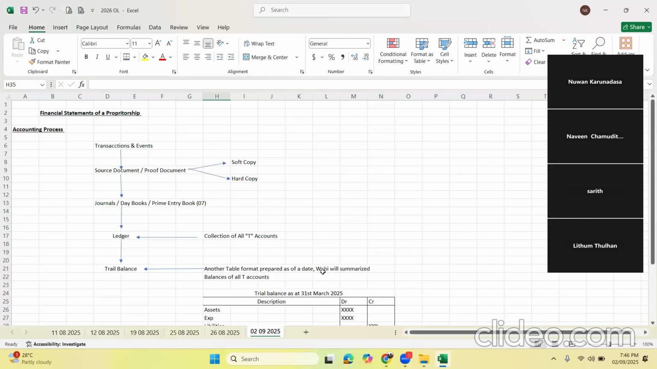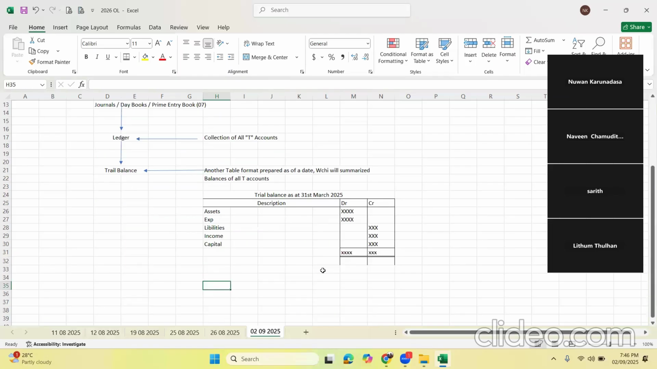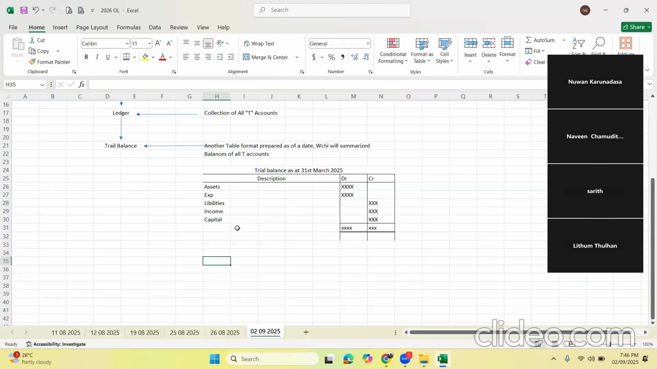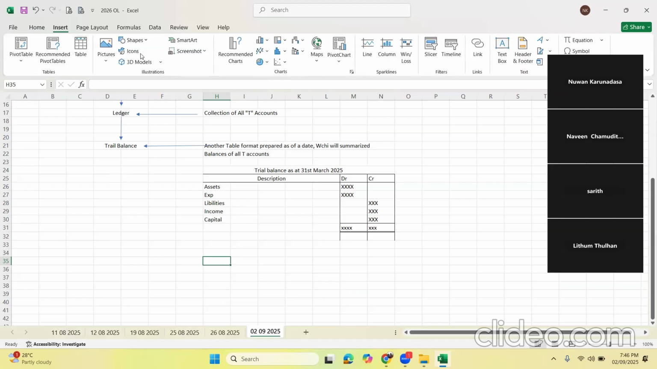Whatever the nature of the business, maybe a proprietorship, maybe a partnership, maybe a company, maybe a not-for-profit organization, the same accounting process you need to follow. In a proprietorship, there will be only one owner. Even so, the accountant working on behalf of the business should apply this accounting process to prepare the trial balance. Once you prepare the trial balance, then only you can prepare the financial statements.